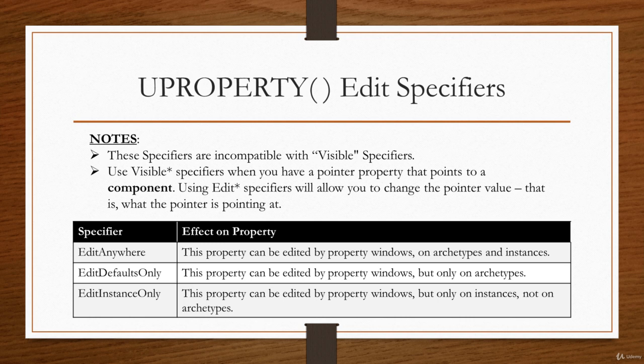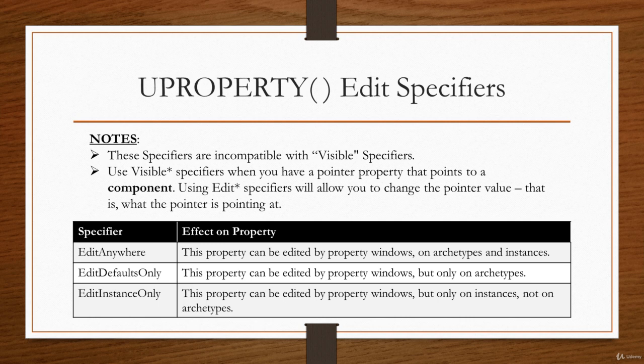EditDefaultsOnly. This property can be edited by property windows, but only on archetypes, class defaults basically, in the blueprint editor for example. Then you have EditInstanceOnly. The effect this will have is the property can be edited by property windows again, but only on instances, not on archetypes.